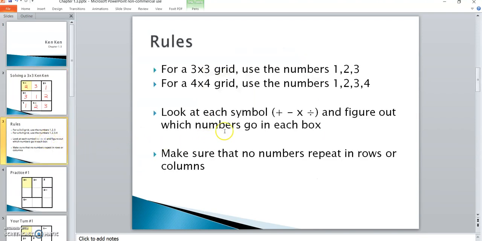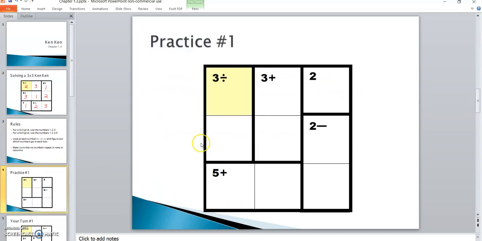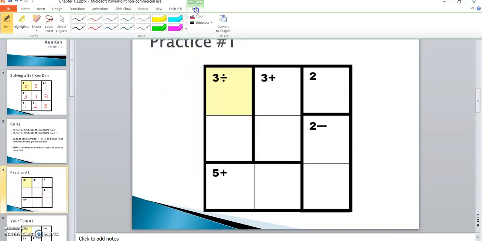Alright, let's go to the rules. So I mentioned in the previous slide that for a 3x3 grid, we're going to be using the numbers 1, 2, and 3. For a 4x4 grid, which means 4 squares across and 4 squares down, we're going to use the numbers 1, 2, 3, and 4. So we have to look at each symbol and figure out which numbers go in each box, and make sure that no numbers repeat in the rows or columns. So let's do a practice one here.